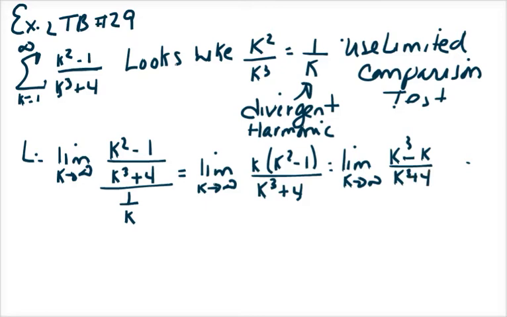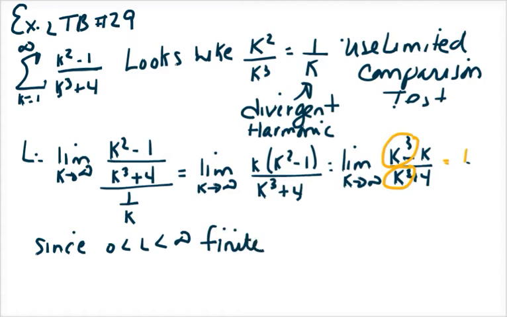Now you would divide through by the highest power, or just notice that this term and this term have the same power, so the limit is the ratio of the coefficients, which is 1. So since the limit is a finite number, the series are going to converge or diverge together. So in particular, this series diverges.